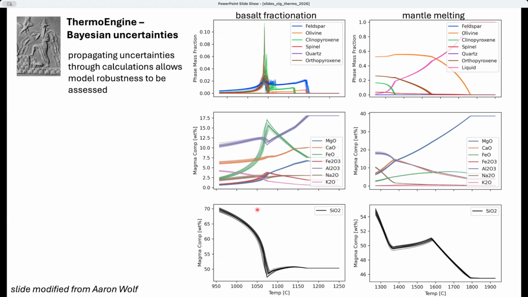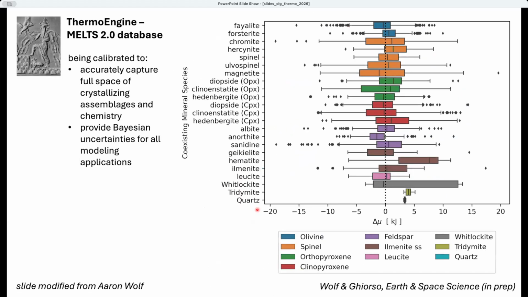And underlying all of this, within the thermodynamic sort of database and library level of ThermoEngine, Aaron and Marc Ghiorso are working on calibrating and developing the next generation of MELTS database, MELTS 2.0, which is going to capture a full space of crystallizing assemblages and also provide those Bayesian uncertainties for all modeling applications that we saw on the previous slide. And if you're interested in knowing more about the sort of ThermoEngine side of ENKI, I'd encourage you to reach out to Aaron, and I'll give details at the end about how to do that.